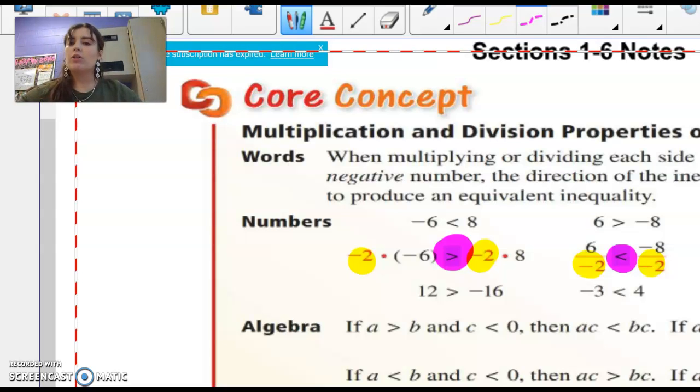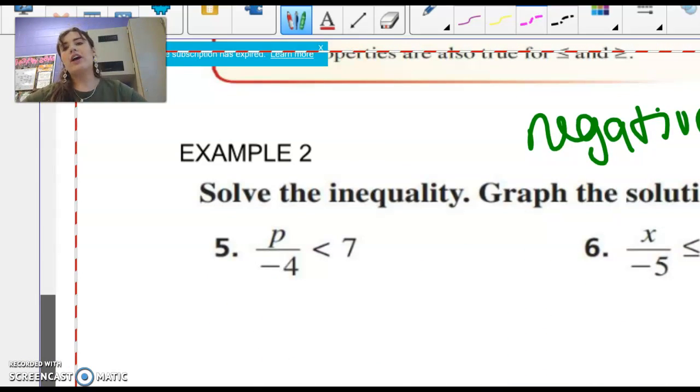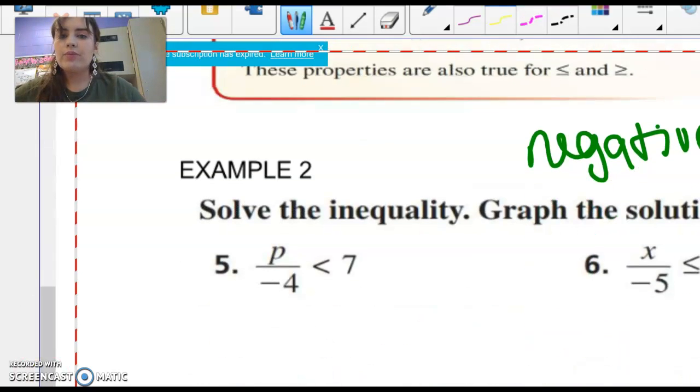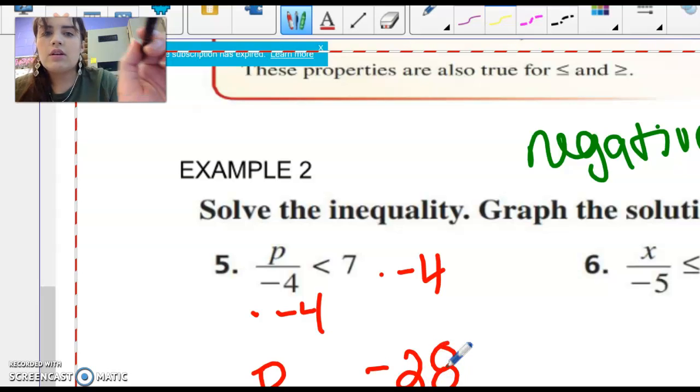Okay, now let's work on that. For example 5, we have p divided by negative 4 is less than 7. We're dividing there, so our inverse is to multiply by negative 4. Now we have p, and then 7 times negative 4 gives us negative 28. Okay, what is our sign? We have to flip it. So instead of less than, it becomes greater than.